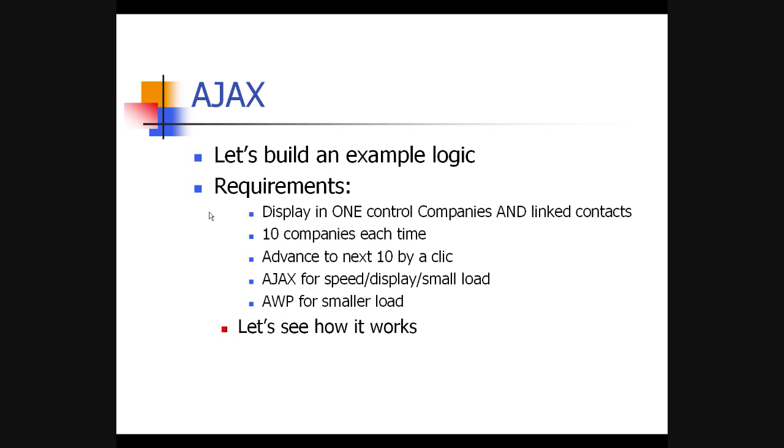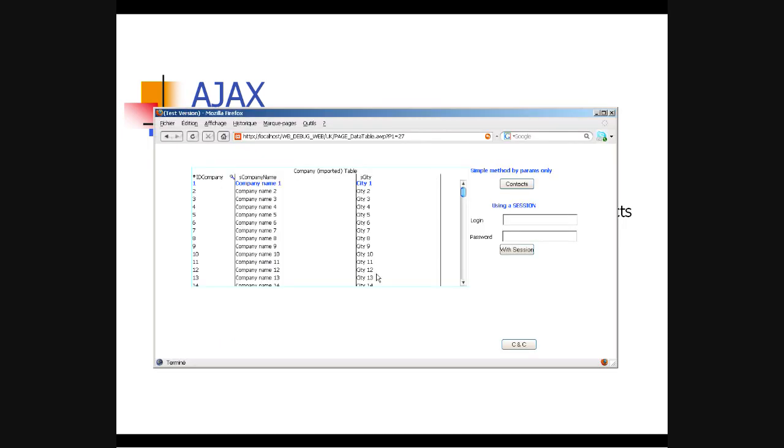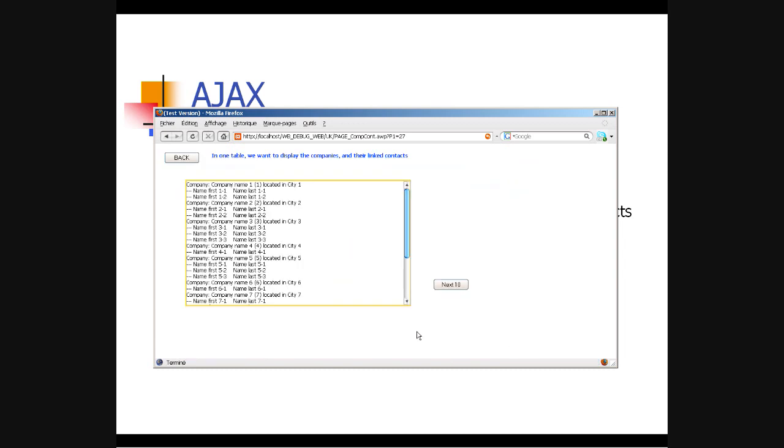So, we're going to first see it function. Remember that button in the WDebug example? CNC stands for company and contact. Display company and contact together using programmatic Ajax. Here we are. As you can see, we have this wonderful loading that appears while the information is coming in. And in one table, we want to display the company and their linked contact. Again, here we are on an AWP page, and the only thing that we have as parameter is a session 27. That's all we have.